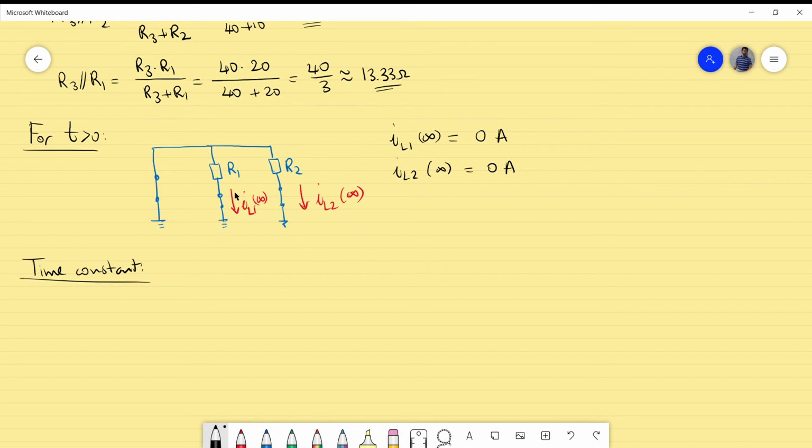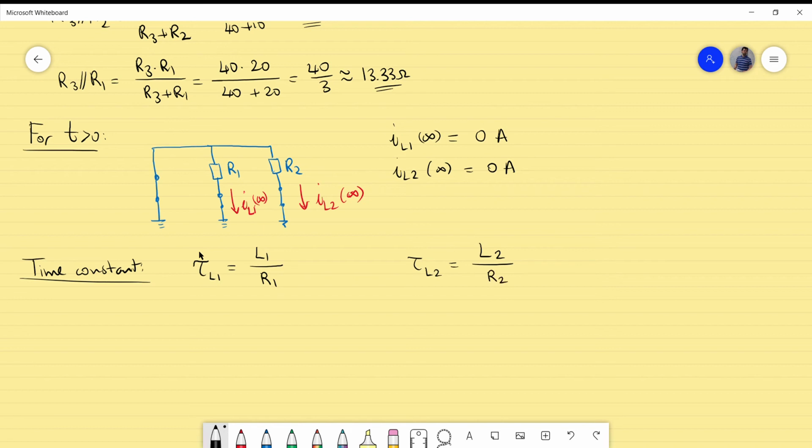So what you see is pretty straightforward. If you look only and consider only the L1, so make this active, this will be open, and the L1 will see only R1. And the same story is actually for the L2, that will see only R2 because this is disabled. So what you have here, using the superposition principle, we can say the tau L1, so for the inductor L1 is actually this, and for the other, tau L2 is L2 divided by R2.